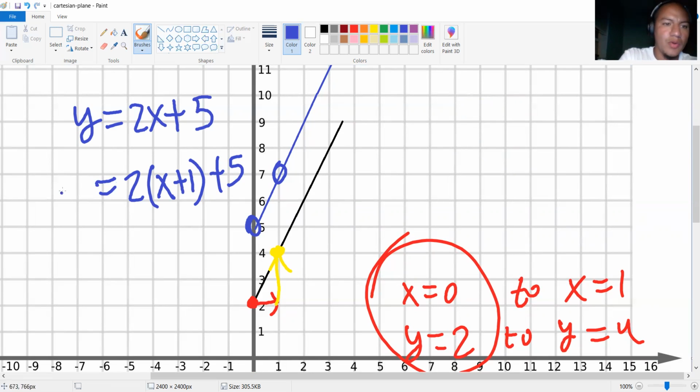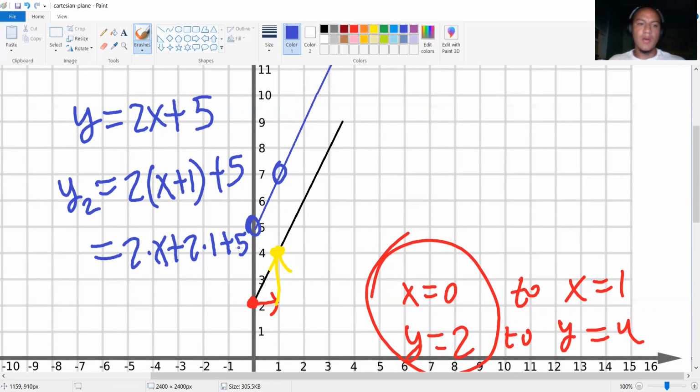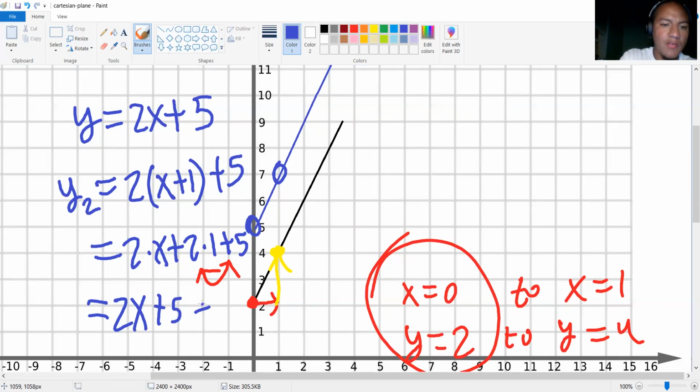And I don't want to put y because it'll give me a different y than that. So I'll just put y2, the second y over here. So if we distribute the 2 over the x and the 1, the distributive law, you get 2 times x plus 2 times 1 plus 5. Okay. And remembering the commutative property, you can switch these two around. So in the end, you'll end up getting 2x, or 2 times x, plus 5 plus 2.